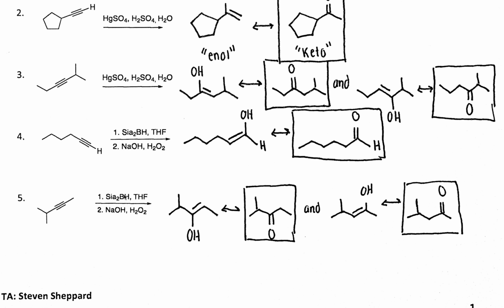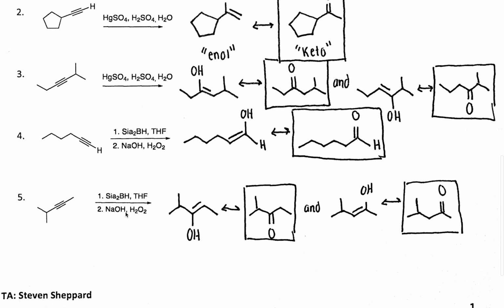All right, so for 4 and 5, we're doing hydroboration reactions. So again, we're going to be forming an enol on the less substituted or less sterically hindered portion of the alkyne. So when we look at number 4, we have a secondary carbon here and we have a primary carbon here. So clearly we're going to want to form the enol at that position, which will tautomerize into an aldehyde, because remember, it's at the end of a molecule, so it's going to be an aldehyde functional group.